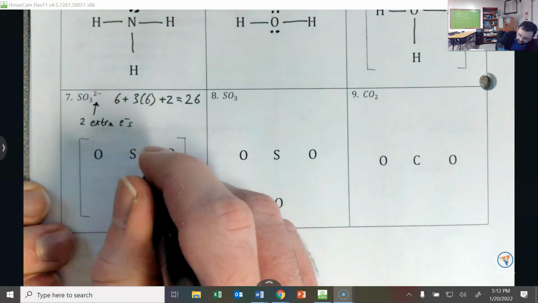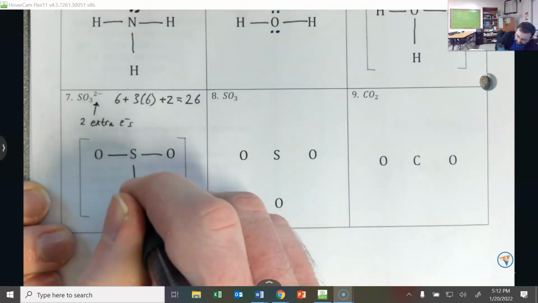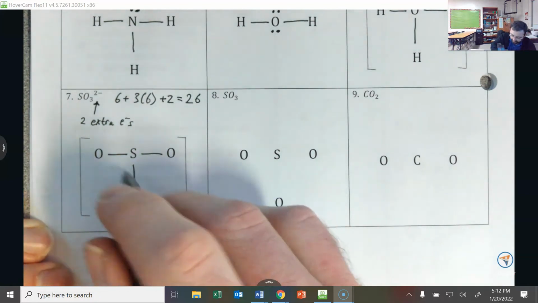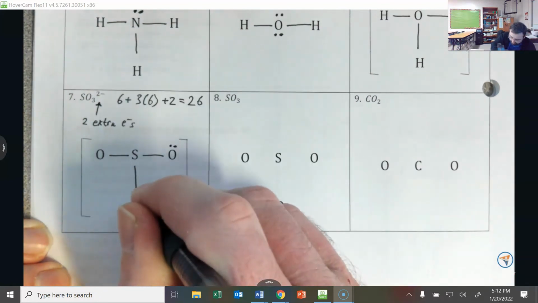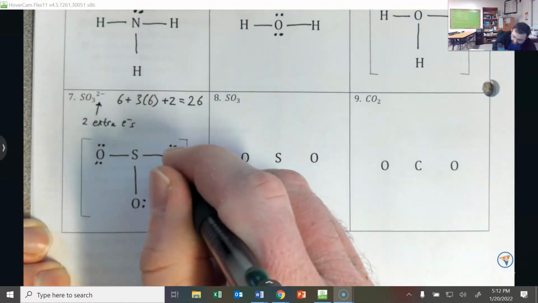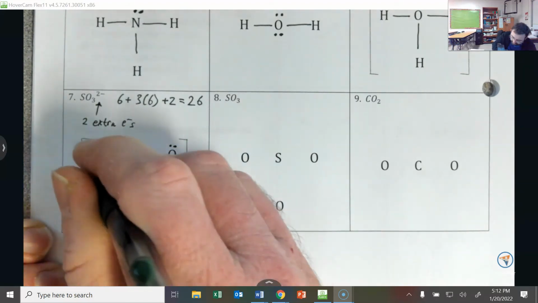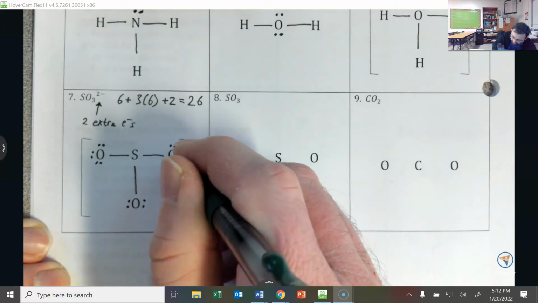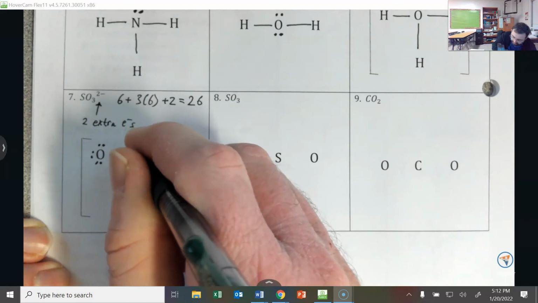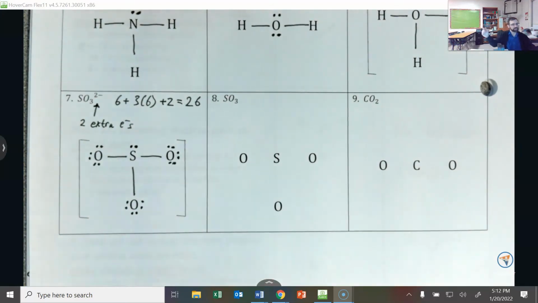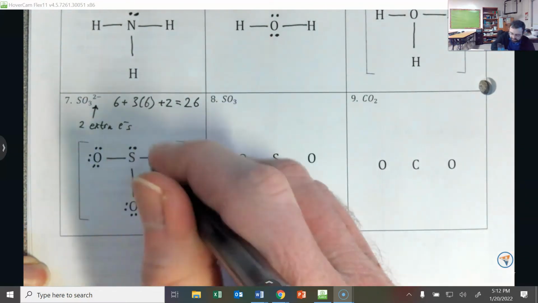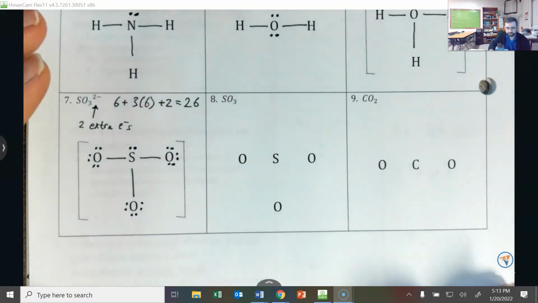26 electrons. Go 2, 4, 6. I've got 20 more to work with. We always start on the outsiders. 2, 4, 6, 8, 10, 12, 14, 16, 18, 20, 22, 24, and I've got 26, so I put the last 2 on the central atom. Okay, outsiders first, then the central atom. Check. Oxygen, if you count them, each of them has 8. Sulfur also has 8, so they're satisfied and we're done.